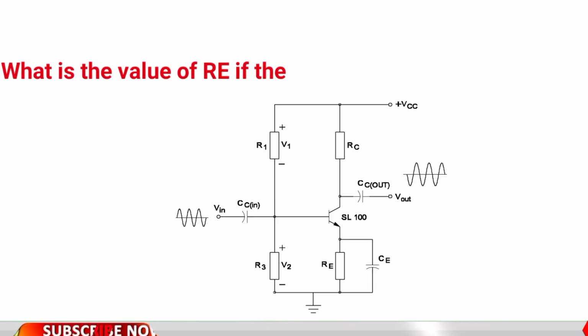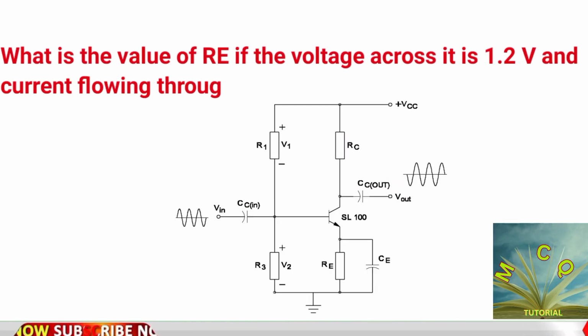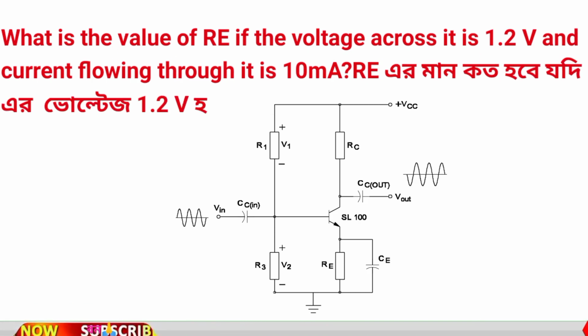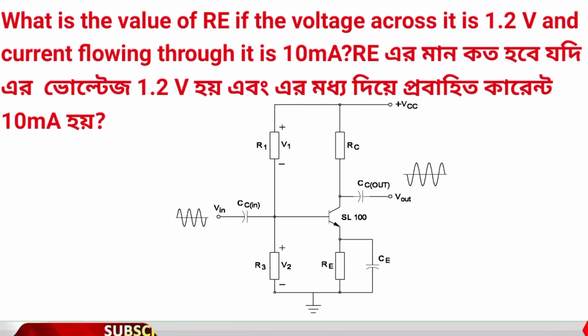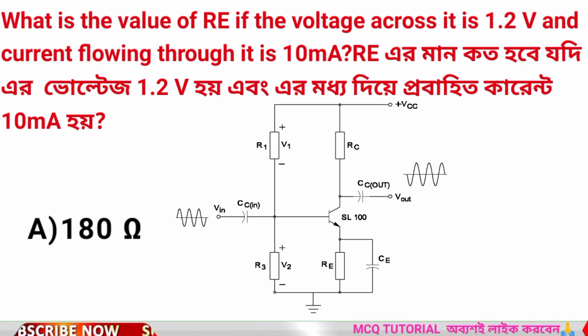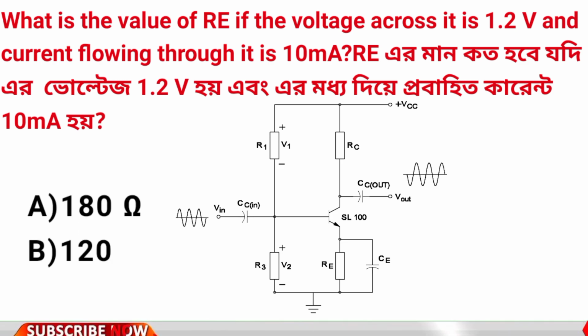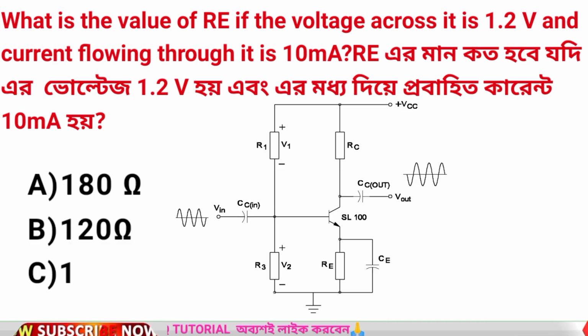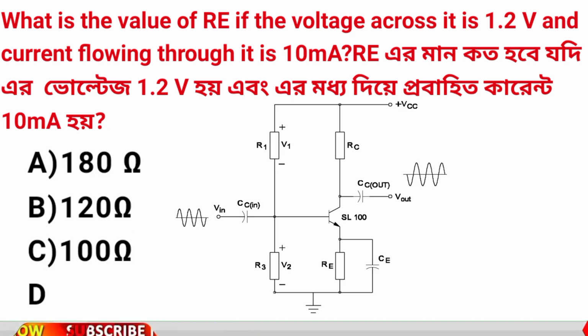What is the value of R if the voltage across it is 1.2 volt and the current flowing through it is 10 milliampere? Option A, 180 ohm. Option B, 120 ohm. Option C, 100 ohm. Option D, 12 ohm.